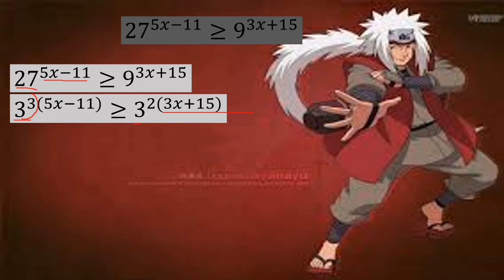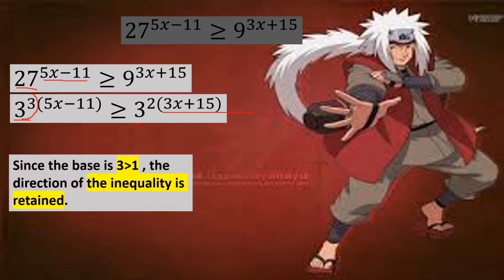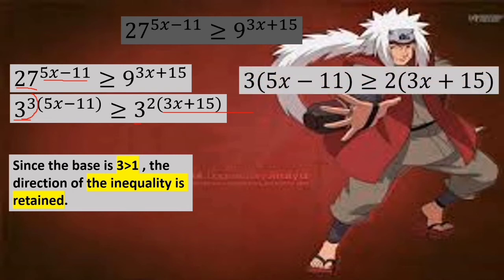So, dahil parehas na yung base natin, pwede na natin isolve yung x natin. So, tingnan natin kung magbabago ba yung inequality sign natin. So, since the base 3 is greater than 1, the direction of the inequality is retained. So, pwede na natin siyang isolve. So, tandaan, meron tayong exponent dito sa 27 na 3, and dun sa 9 naman is 3 squared.